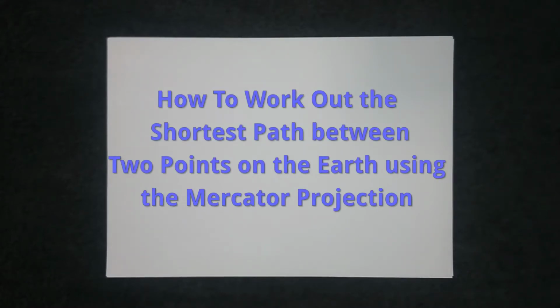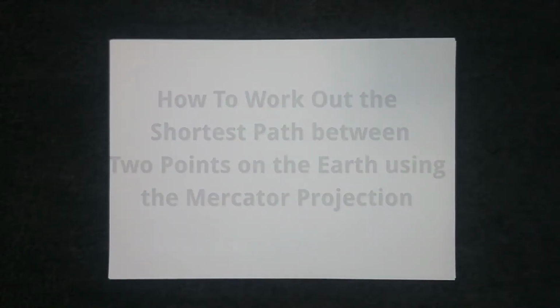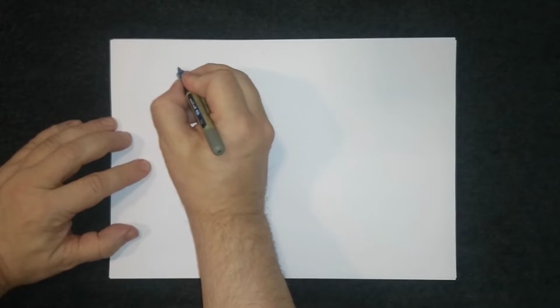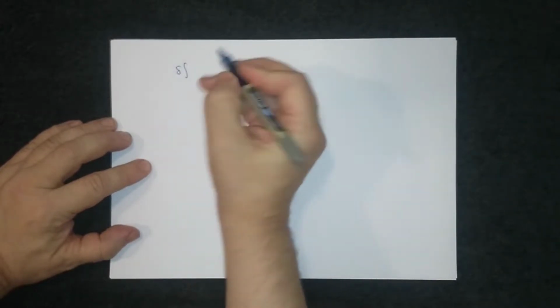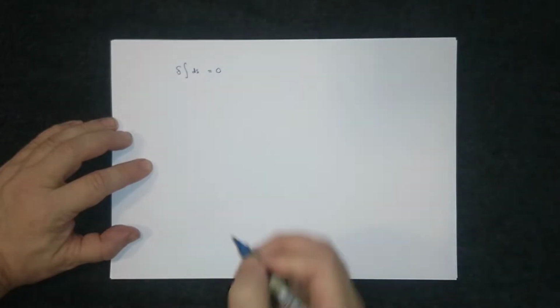In this video, you'll work out the shortest path between 2 points on the sphere when represented using the Mercator projection. First of all, we will work out what the shortest distance between any 2 points on a sphere is. The answer, of course, will be given by the great circles, but let's just prove this result. So we want to work out the variation of ds, where s is arc length, is 0. That defines the geodesics.